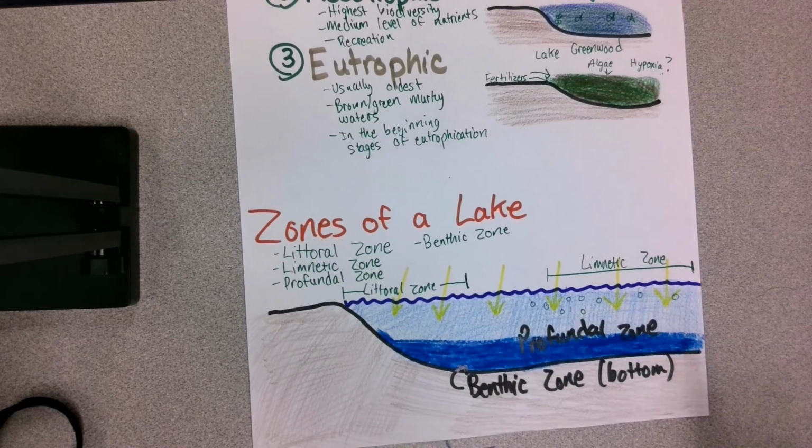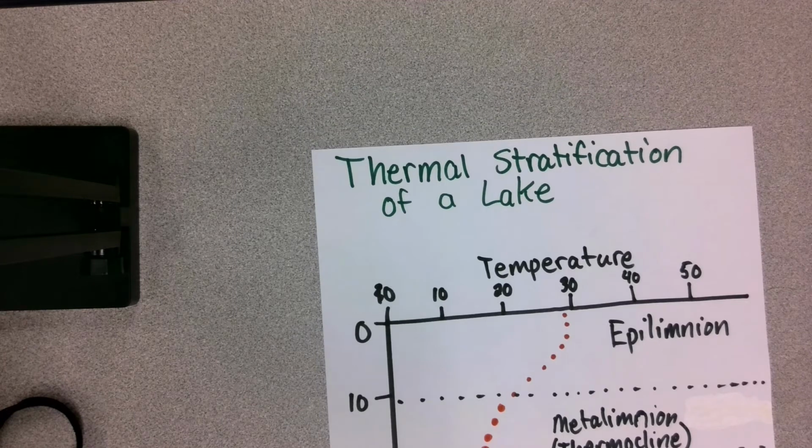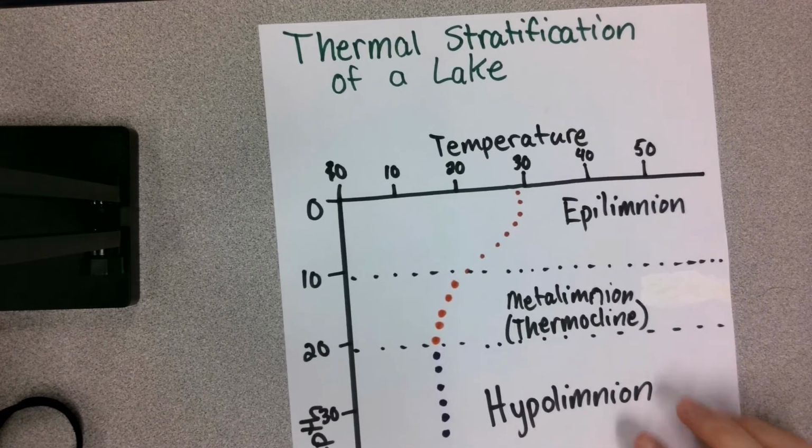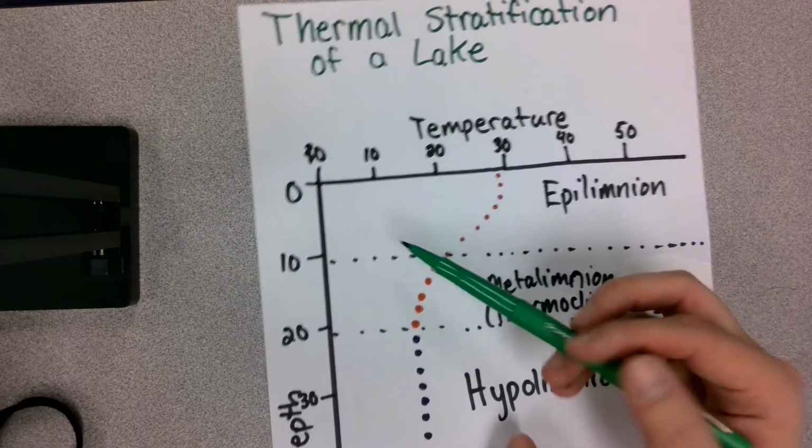Alright, so the next thing I want to talk about is how a lake can change based on temperature and the different seasons, which is called thermal stratification. You did something like this on the lakes FRQ, if you remember that. So this is thermal stratification of a lake. This graph is showing you temperature and depth. Let's say that during the summer, we have water that is close to the surface of a lake.